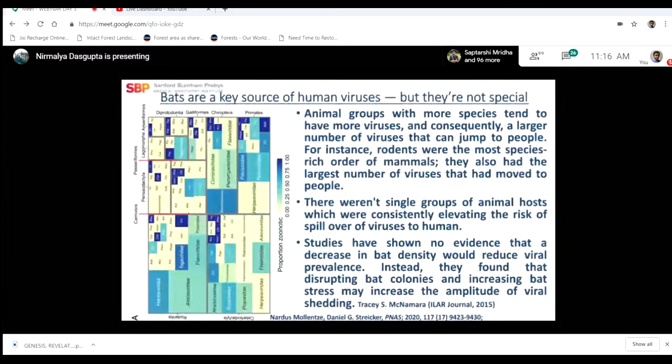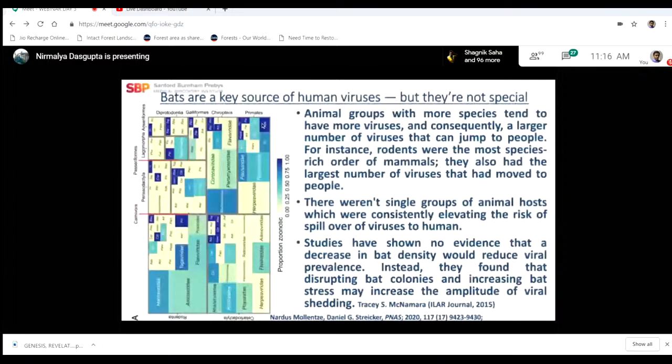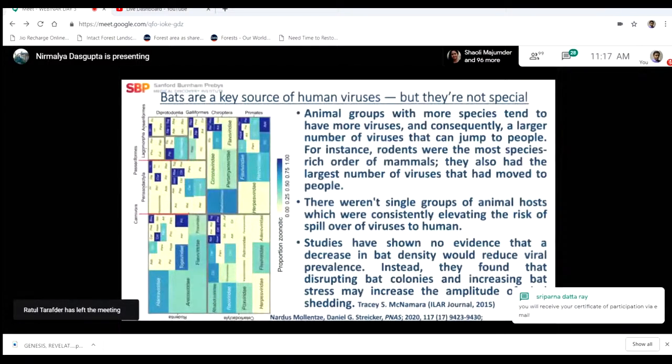And it is also not true that bats are special. Bats are the reservoir of many viruses, but they are not special. There is a very recent paper in 2020. It is a statistical model. If you look at the dark blue, it is the proportion of zoonotic disease. You can see this blue box in all orders, like primates, Chiroptera, which is the bat order, and rodents. You can see it everywhere. So we don't know, if not bats, the next zoonotic disease may come from rodents. So bats are not special.